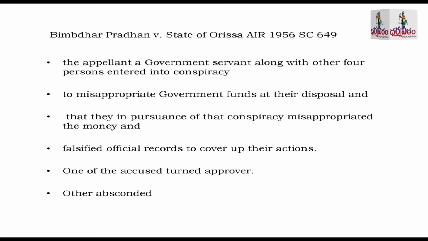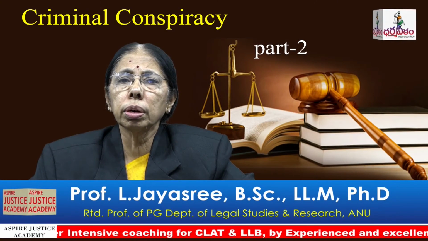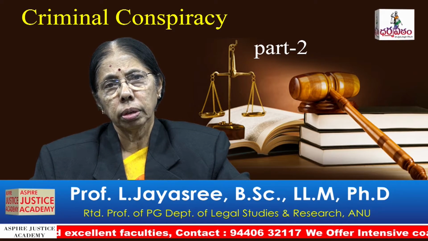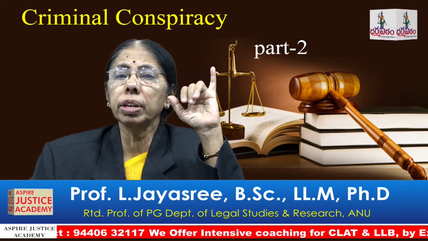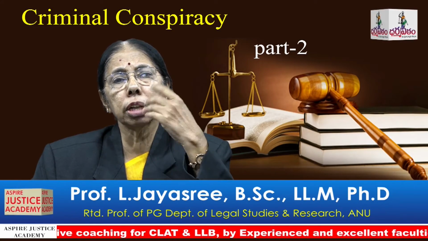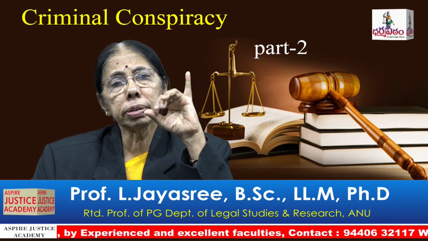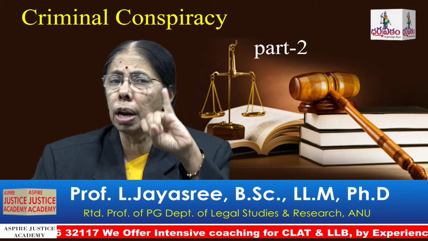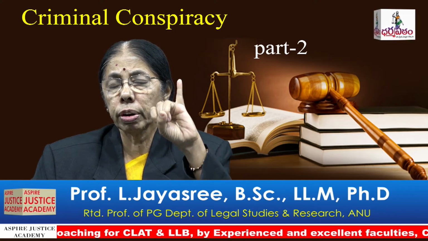Once one of the accused turned approver, and only 1 person was caught, he was convicted for the offense of conspiracy. Here the Supreme Court draws a distinction between the Topandas case and the Bimbadar Pradhan case. In Topandas, there was no conspiracy at all. The criminal conspiracy was not established by the prosecution. There was no agreement. 3 persons were acquitted, which clearly shows that there was no criminal conspiracy. So one person alone cannot be convicted for criminal conspiracy.